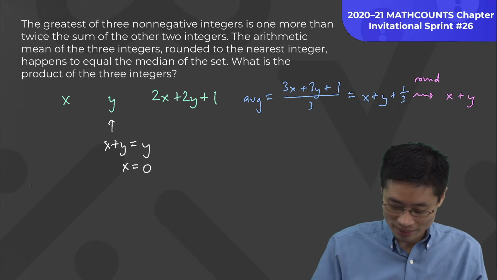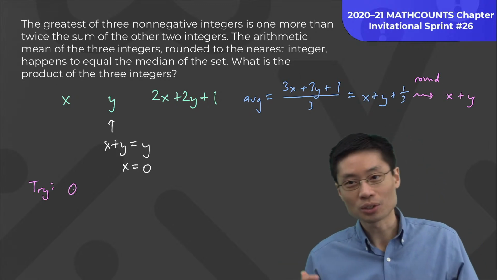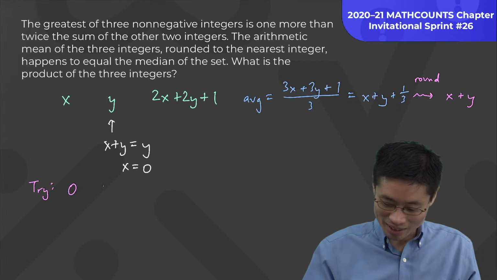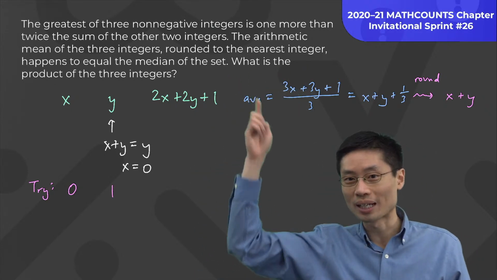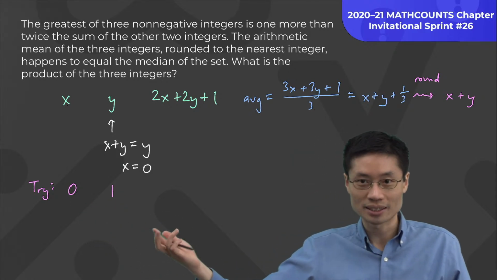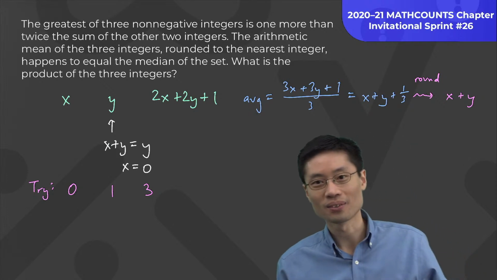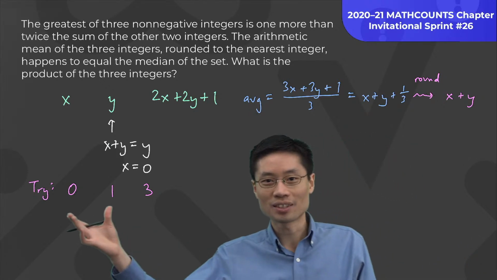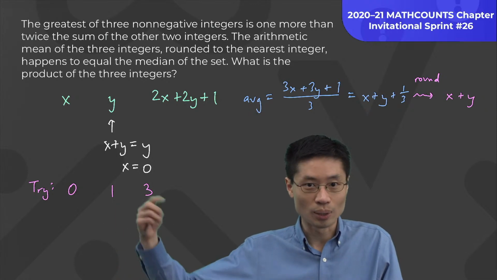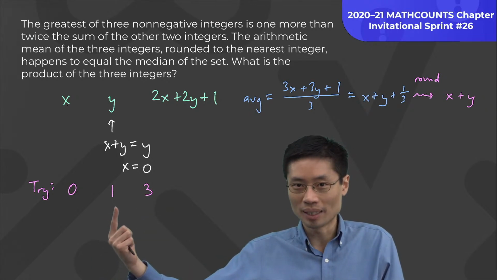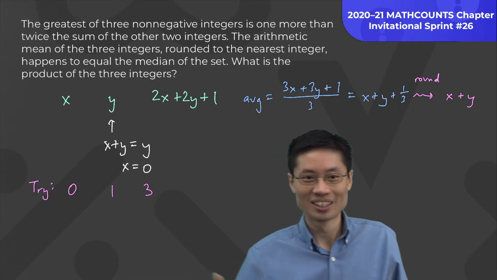Does it actually work? If I use 0, what's a good choice for y? 1, something really simple and small. That's a non-negative integer also. The greatest one is 1 more than twice the sum. The sum is 1, twice the sum is 2, 1 more than 2 is 3. Okay? And now if I have this, what's the arithmetic mean? That's 4 divided by 3, which is 1. Oh, that's equal to the median. Yeah, that's right. And therefore the product is 0. Oh, this is so neat.